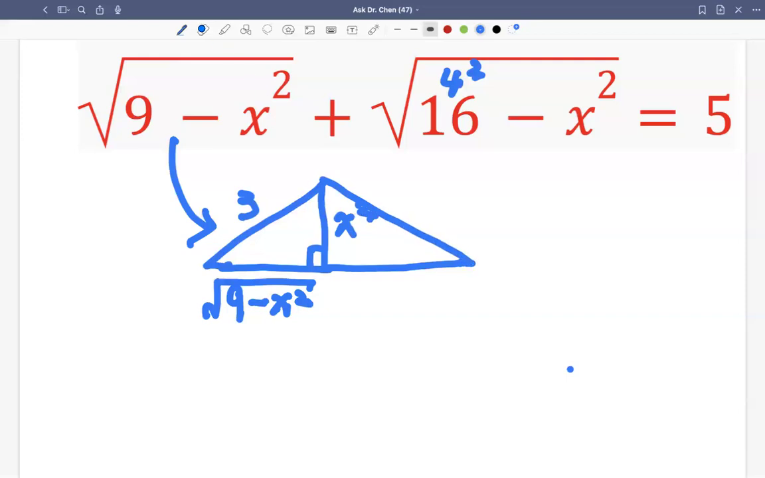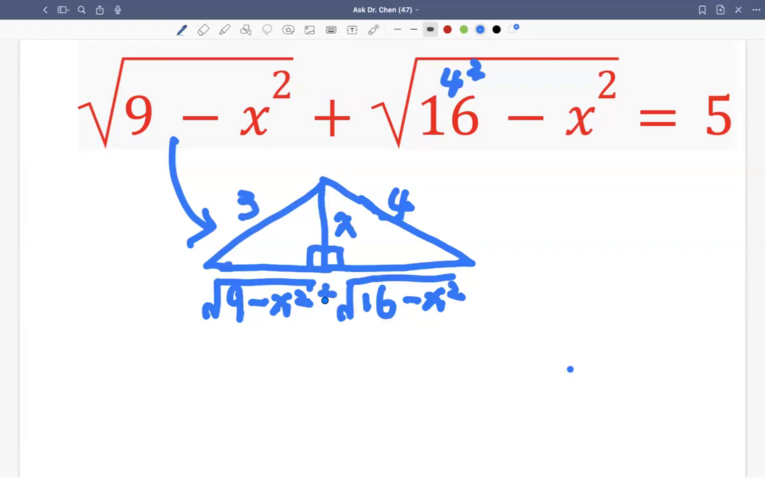Then it's not x squared. I don't know why I read x squared there. That's just x. Then this is a right angle, and 16 is 4 squared, so the hypotenuse is 4. We still have this x. 4 squared minus x squared is the square root of 16, 4 squared, 16, minus x squared would be this leg of this right triangle.